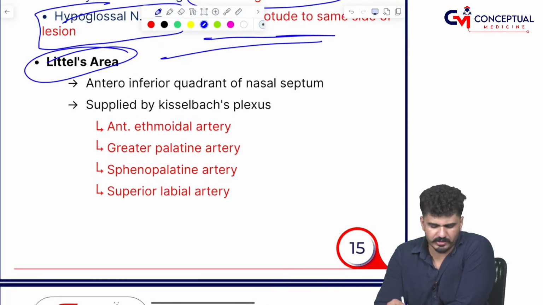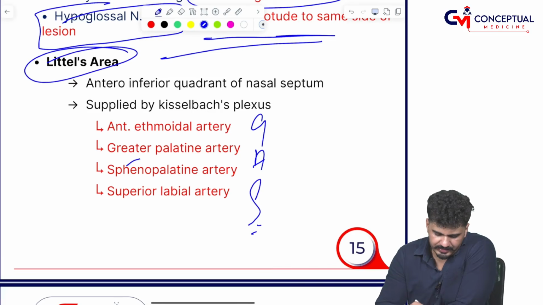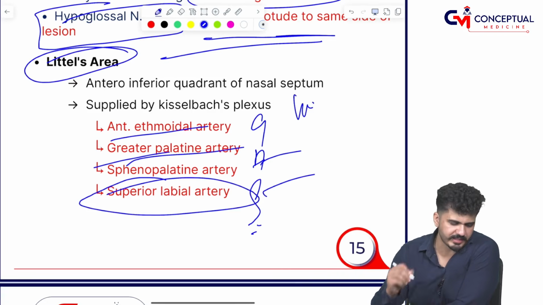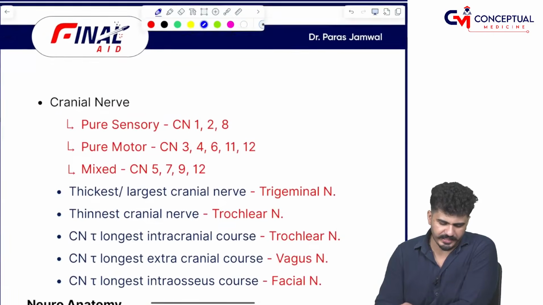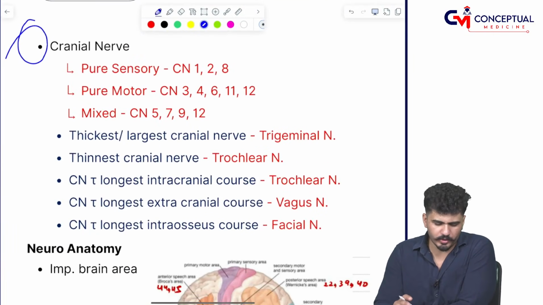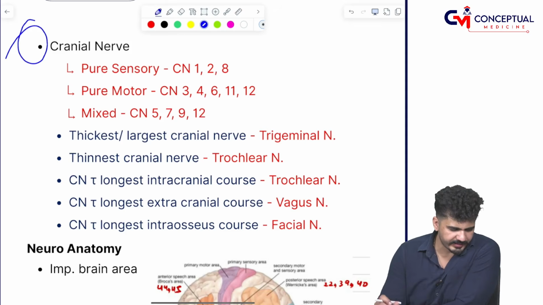Little's area we talked about yesterday, the anterior inferior quadrant, and the nerve supply to this is GAS, that is greater palatine, anterior ethmoid, sphenopalatine, and superior labial. Out of these four, which is the artery of epistaxis? Which is the artery of epistaxis? And then we are going to talk about the next topic, that is cranial nerves. Who is pure sensory, who is pure motor, and who is mixed? Yes, sphenopalatine. Coffee and Scrubs has given the correct answer, sphenopalatine, my dear friends.